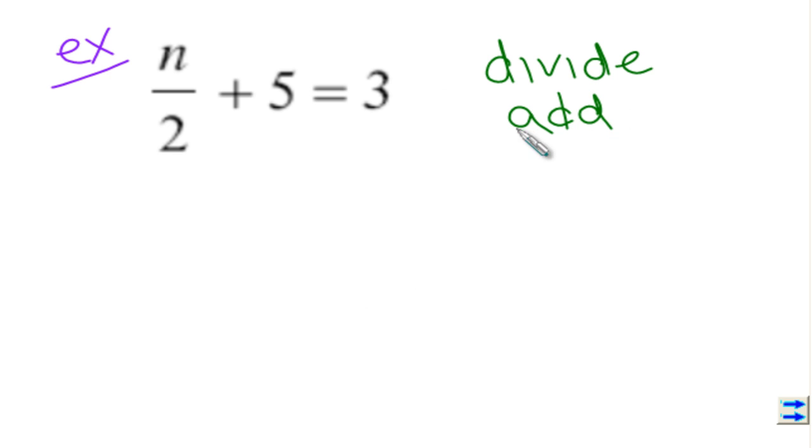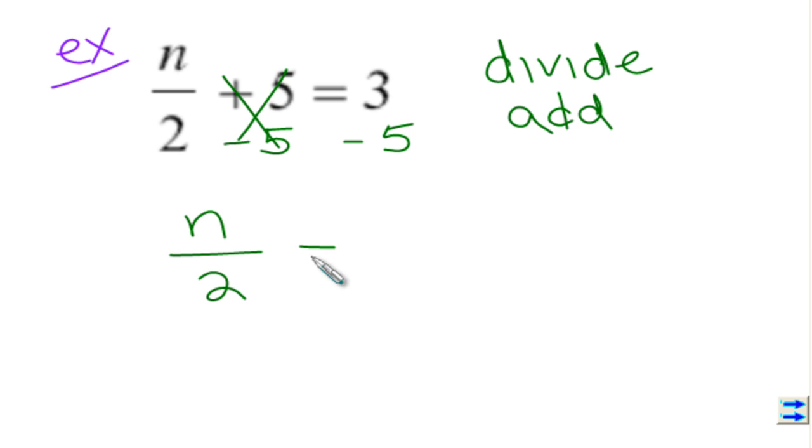So starting with adding, how do we get rid of adding? We subtract. So we're going to subtract 5 from both sides. A positive 5 and a negative 5 cancel out. That becomes 0. So this leaves us with n over 2 equals, what's 3 minus 5? Negative 2. Good.